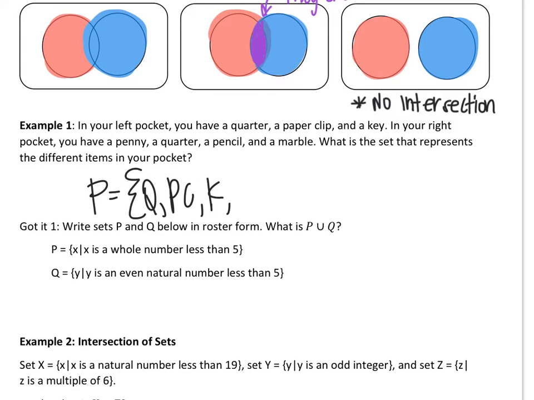In the other pocket, you have a penny, a quarter, which I already have, a pencil, and a marble. So that's my set of all the things that are in my pocket. Quarter, different items. That's why I don't have to list the quarter twice, because I'm listing just the different items. So I've got a quarter, a paper clip, a key, a penny, a pencil, and a marble. Okay, got it.